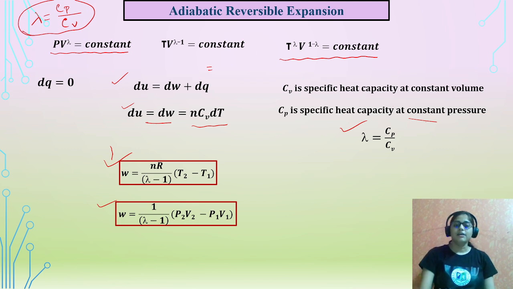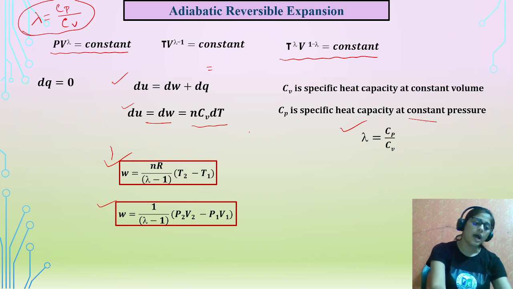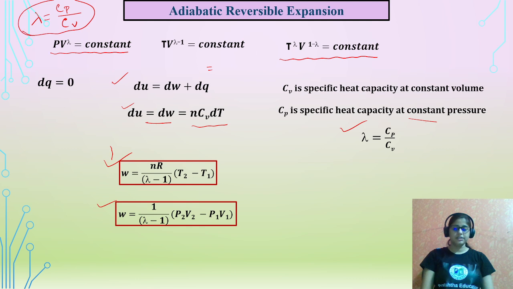In the equipartition theorem part, I will teach you how to calculate the values of Cp and Cv and gamma. So for now, just see, and we will need it to solve the questions from the adiabatic portion.